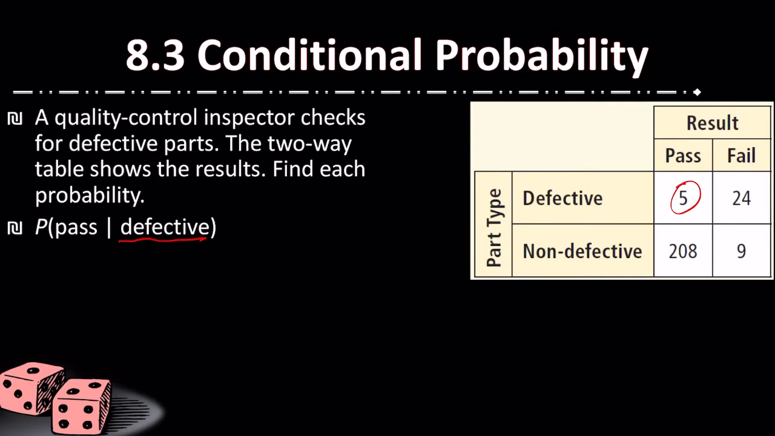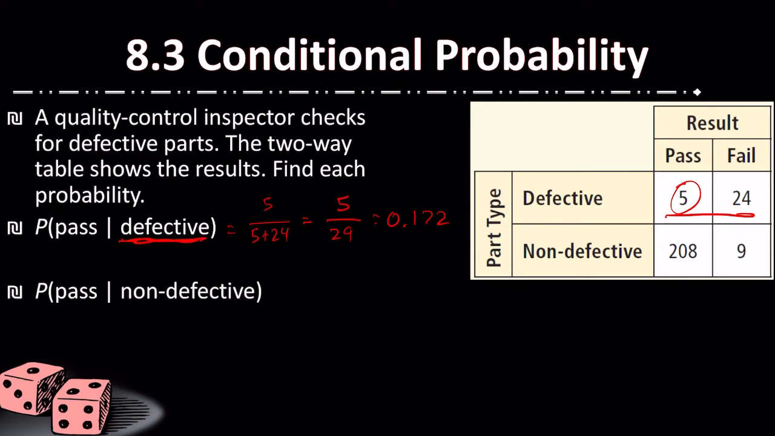So that's how many pass that were defective out of, what's our total? Well, our total is that it was defective. So how many total defectives do we have? 5 plus the 24. So we have 5 that passed that were defective over all our defectives, since it's given that they were defective, or 5 over 29, which is about 0.172. It's not very high, but it's probably higher than the company would like.